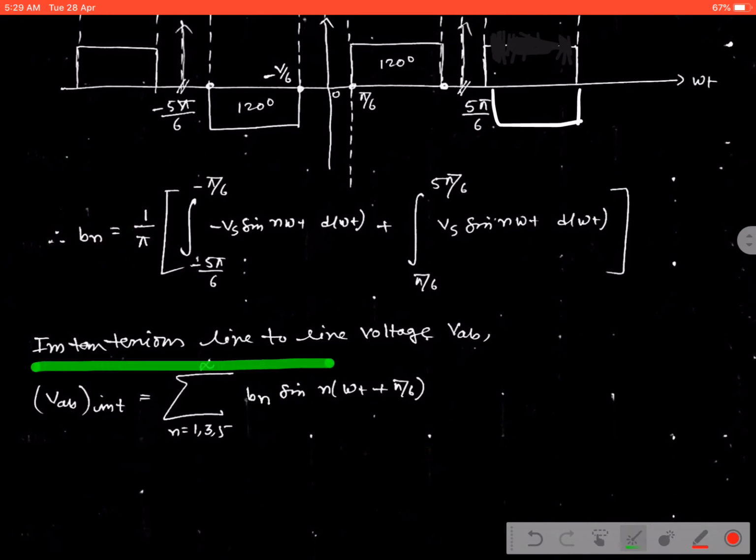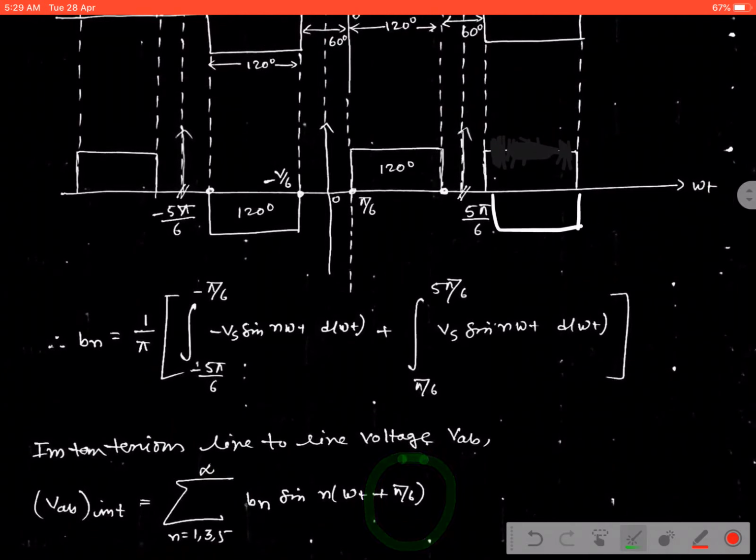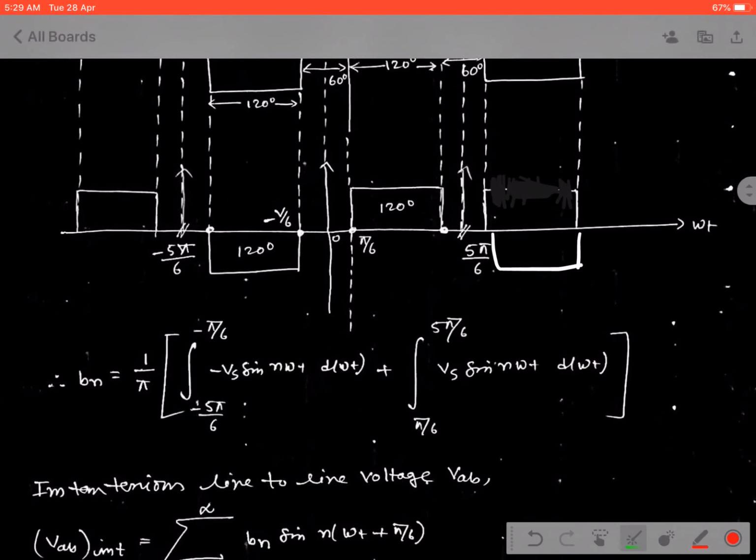So the instantaneous line to line voltage VAB is defined by VAB instantaneous, which must be equal to the summation over n equal to 1, 3, 5 to infinity of Bn sine(n omega t plus pi by 6). Why plus pi by 6? As I had shifted the axis from 0 to pi by 6, that is why the expression will take this form: sine n omega t plus pi by 6, not just sine n omega t.